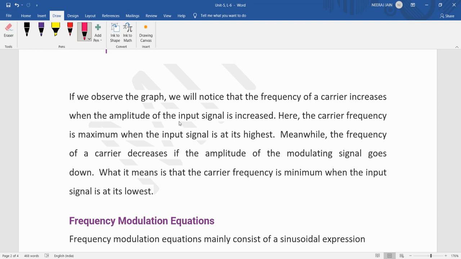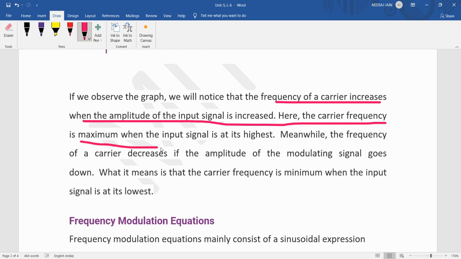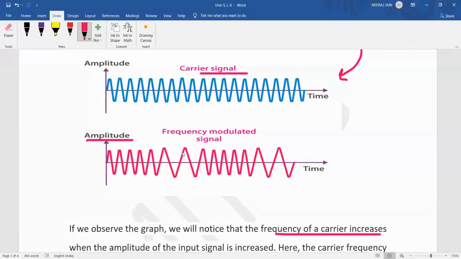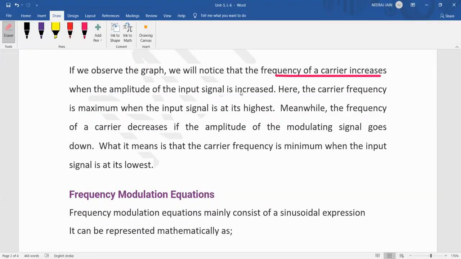If we observe the graph, we will notice the frequency of the carrier increases when the amplitude of the input signal is increased. Here the carrier frequency is maximum when the input signal is at its highest value, and the frequency will be minimum when the input signal has the minimum or lowest amplitude.